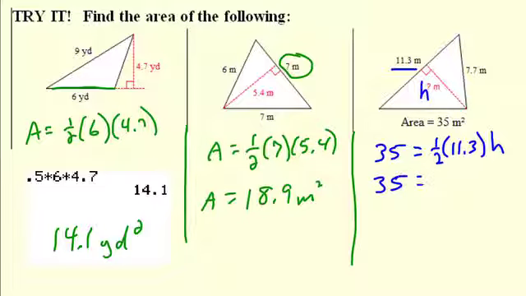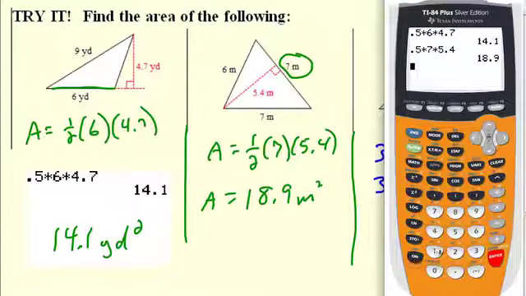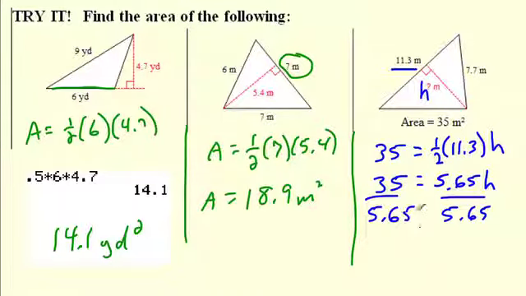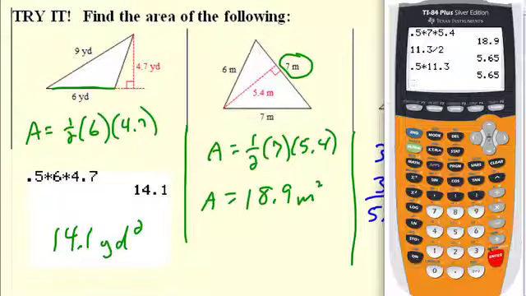35 equals half of 11.3 times h. So what is half of 11.3? You can do 11.3 divided by 2 if you want, or if you just want to stick with decimals, you can say 0.5 times 11.3. Either way you like to think about it, I'm going to stick with 0.5 to keep it consistent. I've got 5.65 as the coefficient of the height. So what do I do to solve? I want to get h by itself, so I'm going to divide both sides by 5.65. And that'll give me an h of, what is that? Let's close this out here.